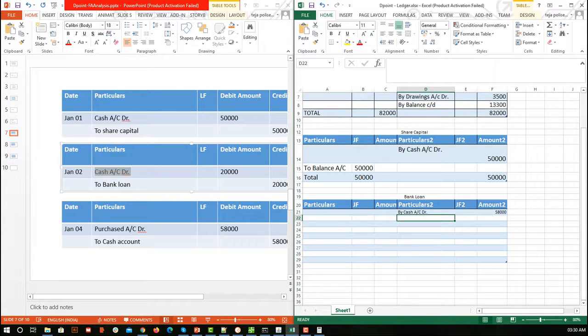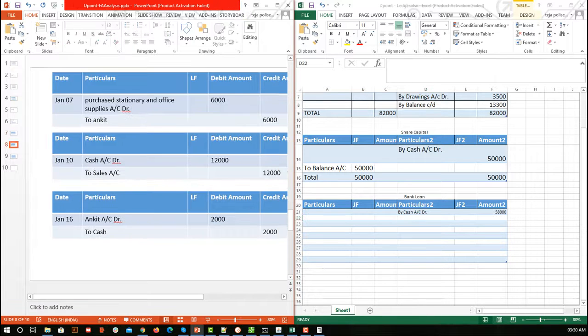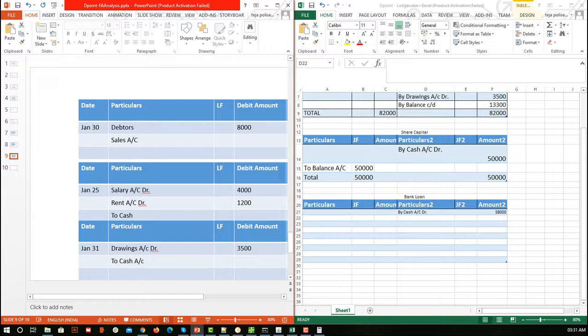Similarly, what is the next transaction in which our bank loan is involved? Let's move on to the next slide. Here is bank loan involved anywhere? No. Here is bank loan involved anywhere? No. So I think that was it. So here we can see our total. On the left hand side we don't have anything, on the right hand side we have an amount. So on the left hand side we are less by what amount? 58,000. So we write to balance. To balance this bank loan account, we need to have 58,000 on the left side. So now we can say our overall left hand side is equal to the right hand side.